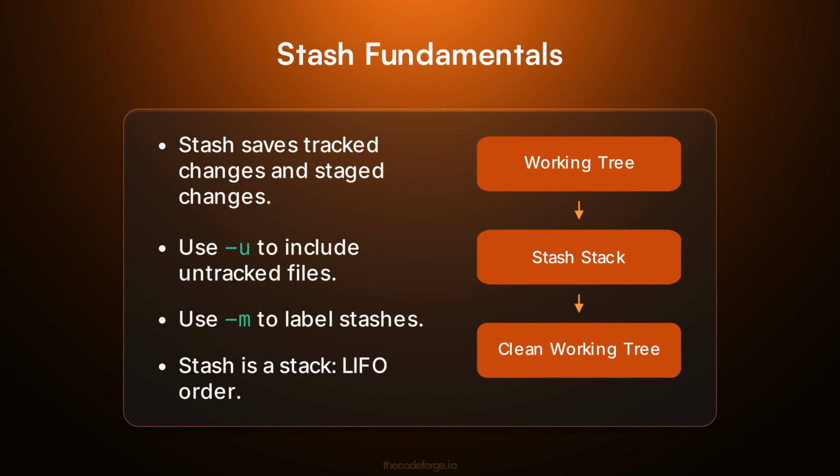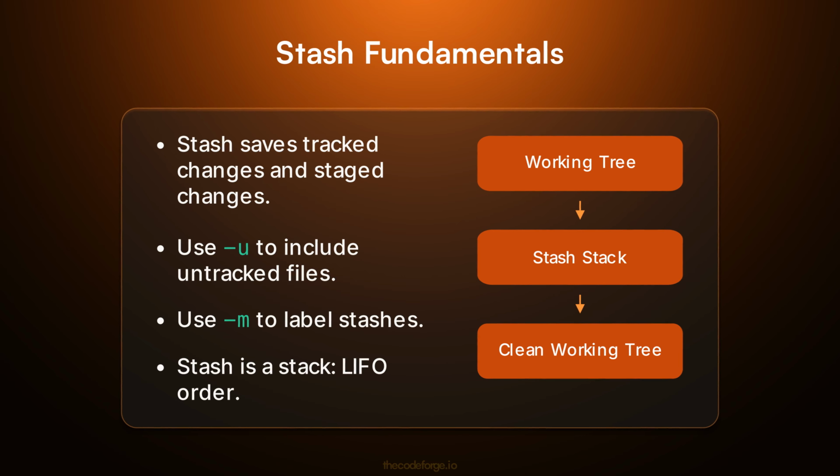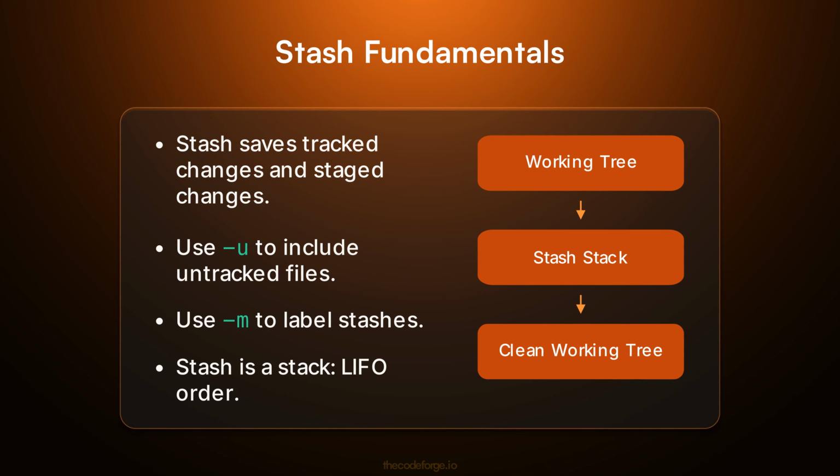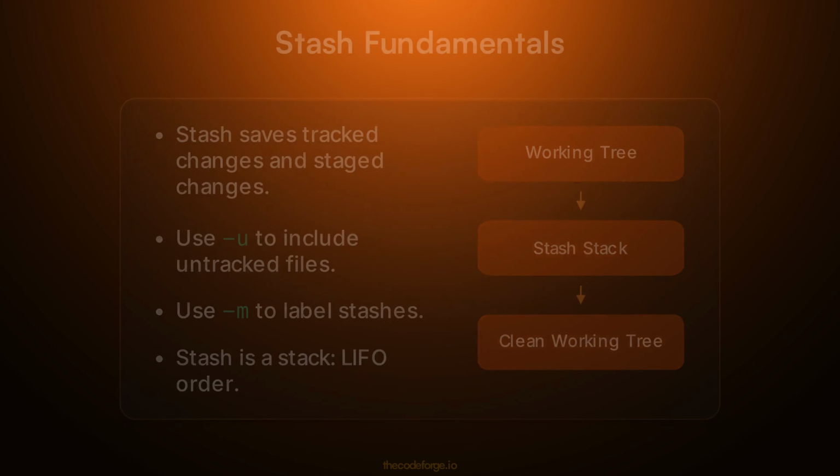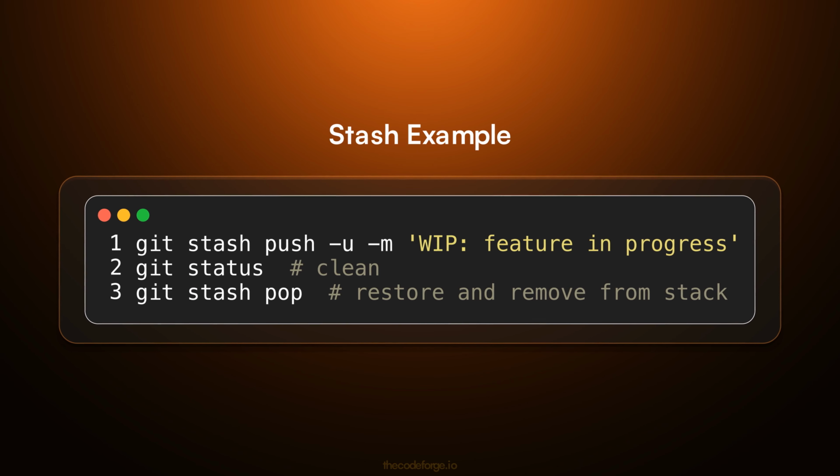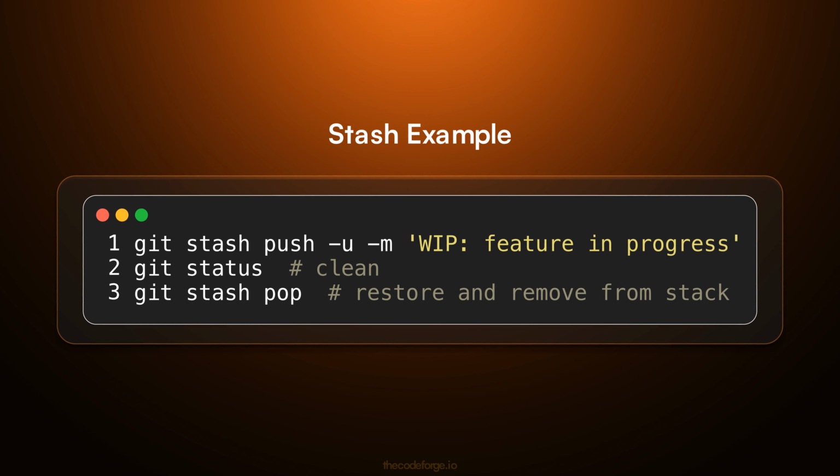When you run Git Stash, Git takes your modified tracked files and staged changes, bundles them into a stash entry, and restores your working directory to HEAD. The stash lives on a stack and persists across branch switches. Here's a basic stash workflow. Use -u to include untracked files and -m to label your stash. Git Stash Pop restores changes and removes the stash entry.